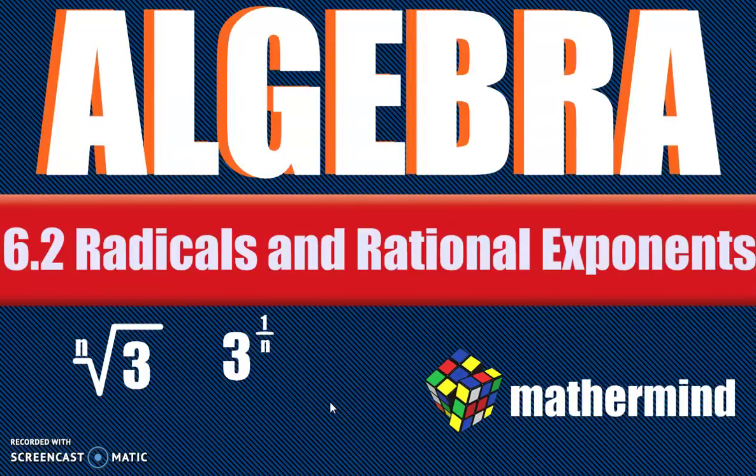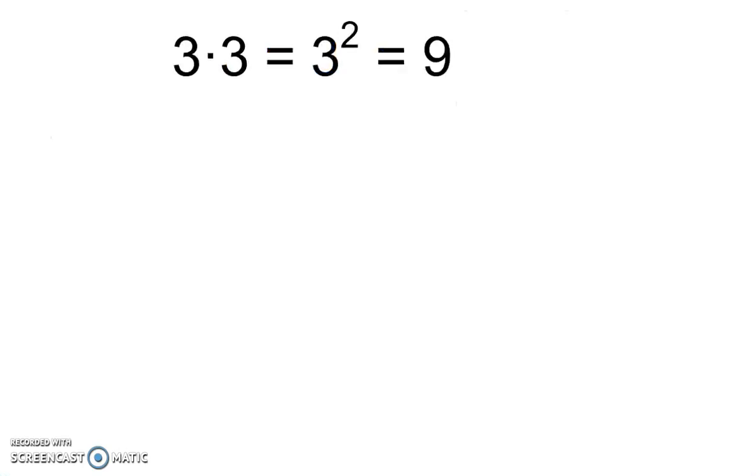Welcome back to Algebra. We are in Chapter 6, Section 2, Radicals and Rational Exponents. Ooh, this one's going to be fun. All right, let's do a little bit of reviewing, right?